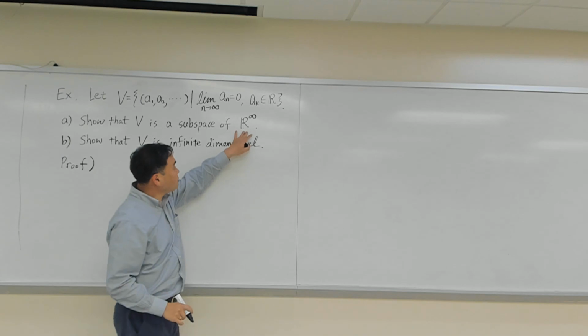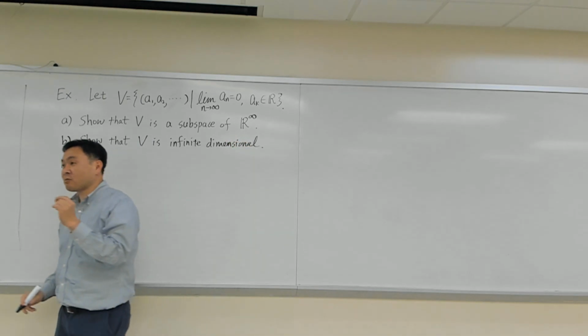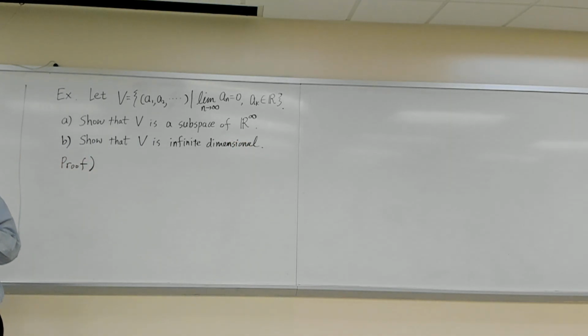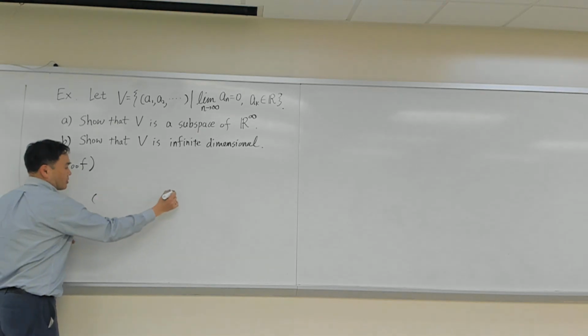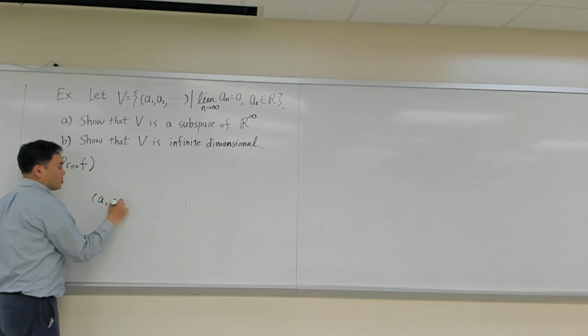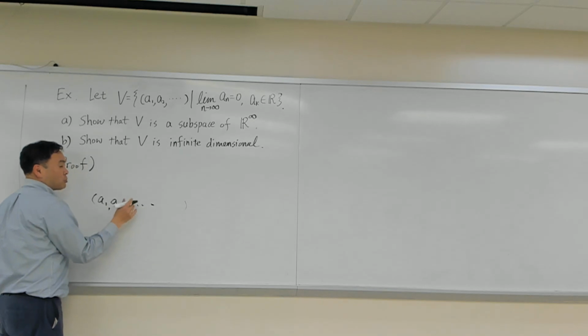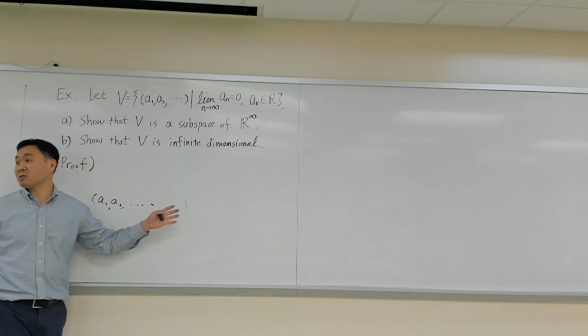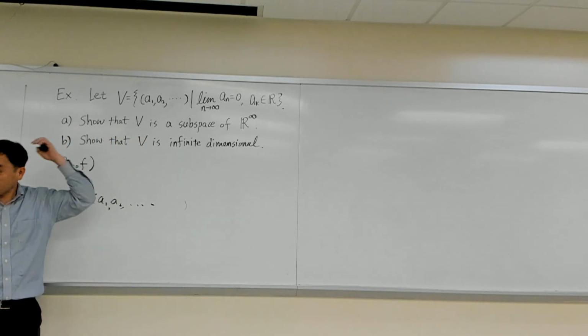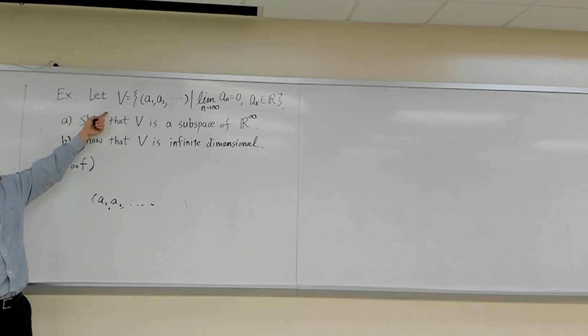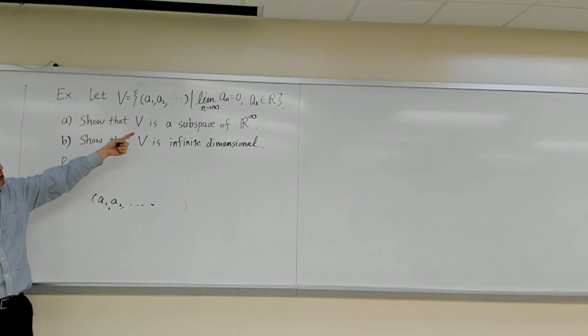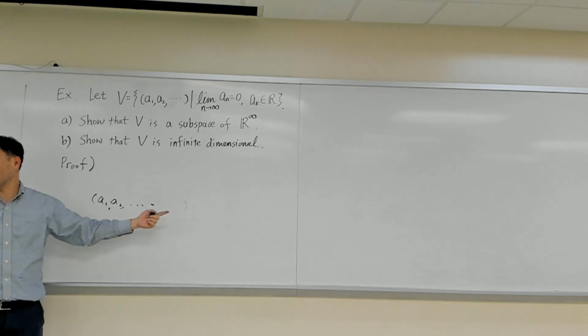This R infinity is a space of sequences. It's like A1, A2, and so on, A3, A4, A5, and it just continues without end. That's what R infinity is. And V is a subset where it satisfies that the limit goes to 0.